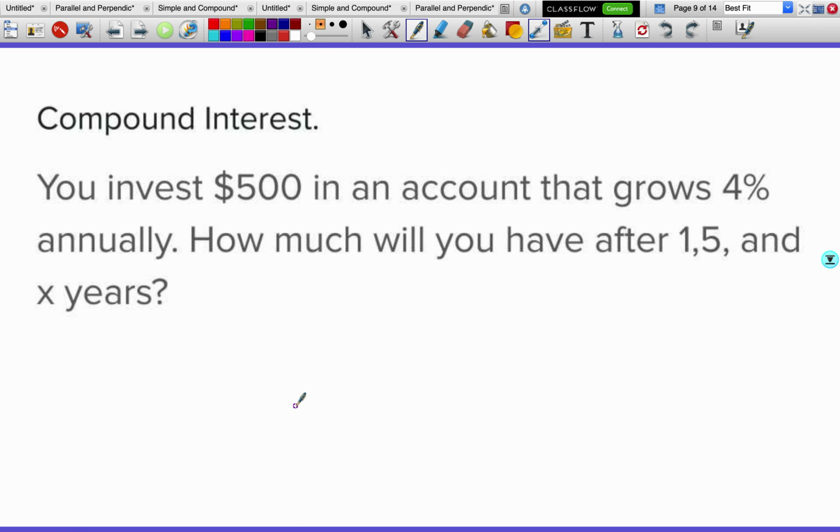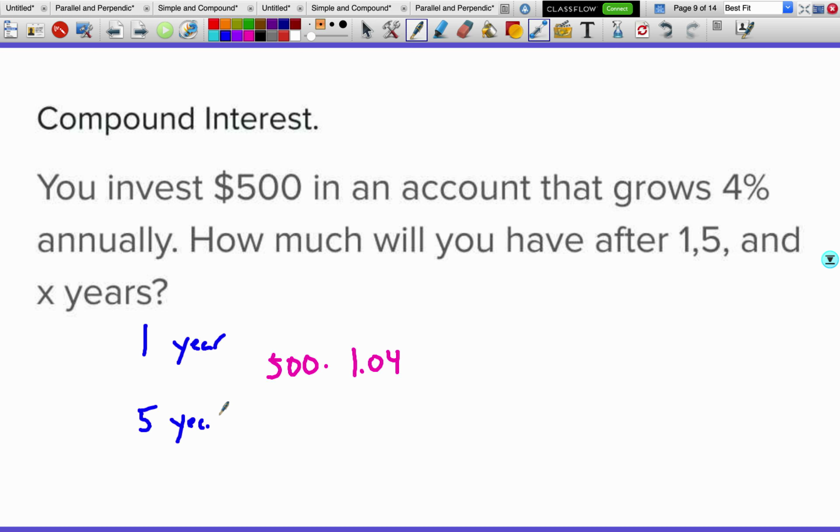All right, let's talk about compound interest. You invest $500 in an account that grows 4% annually. How much will you have after 1, 5, and X years? So after 1 year, we're going to increase our $500 by 4%. So just take 500 and multiply it by 1.04.